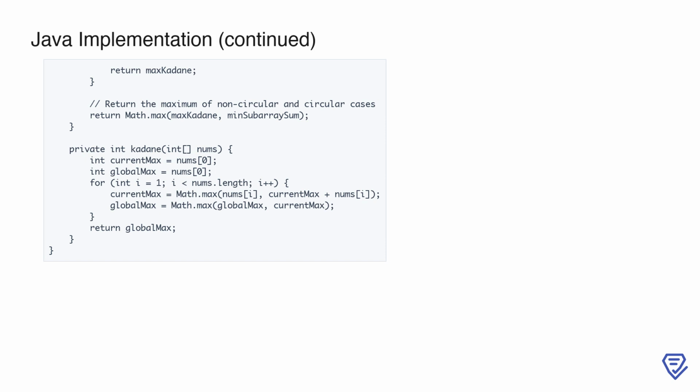Otherwise, we return the maximum value between maxKadane and min_subarraysum, ensuring that we account for both circular and non-circular subarray scenarios and choose the optimal result.